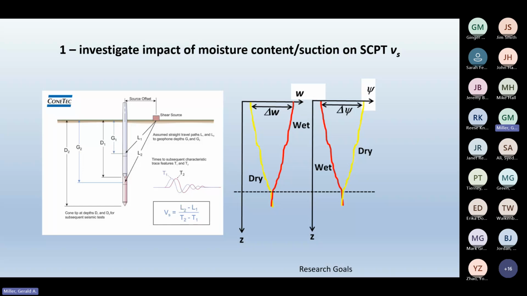So that was the first thing. We want to see, okay, how is this VS going to change if the soil moisture changes in those layers?